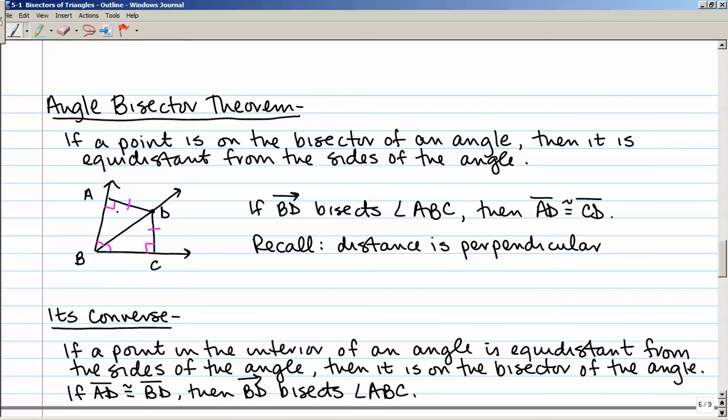The converse of this is also true. If a point in the interior of an angle is equidistant from the sides of the angle, then it is on the bisector of the angle. So in other words, if segment DA is the same length as segment DC, then ray BD would be a bisector of angle ABC.